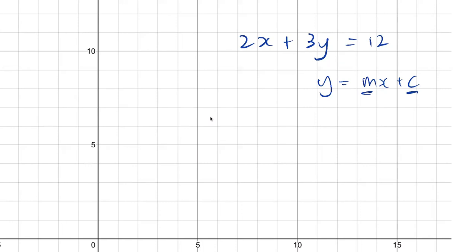So when we've got something like this, where x and y are both on the same side of the equation, we need a different way of being able to sketch the line. The gradient isn't obvious and the y-intercept can't be seen. So this is what we use. We use what's called the intercept method.